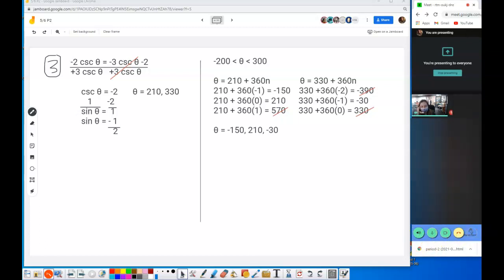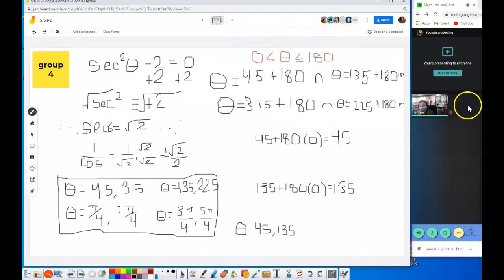Yeah, great explanation, Camille. Very clear. I like how we remembered that when we're looking at cosecant, we got to change it to sine, reciprocal both sides to solve, and find our solutions there, taking into consideration our interval. Nice job, group 3 and Camille. All right, let's go to group 4.